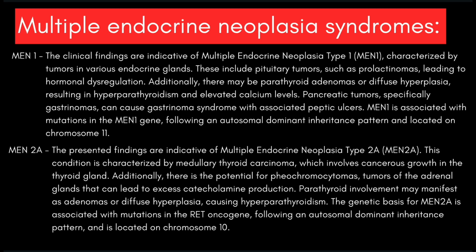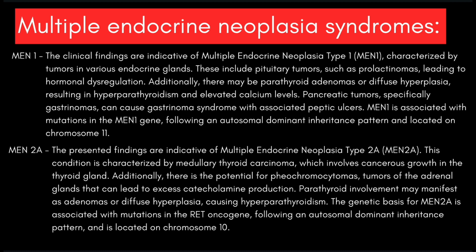Today we'll be zoning in on multiple endocrine neoplasia syndromes. There are 4 types of these you should know for these examinations. The first one is known as multiple endocrine neoplasia type 1. This one is mainly characterized by tumors in various endocrine glands.